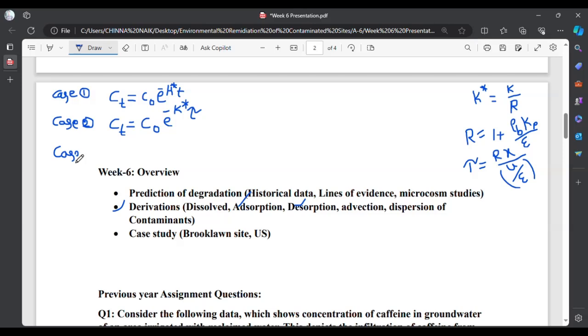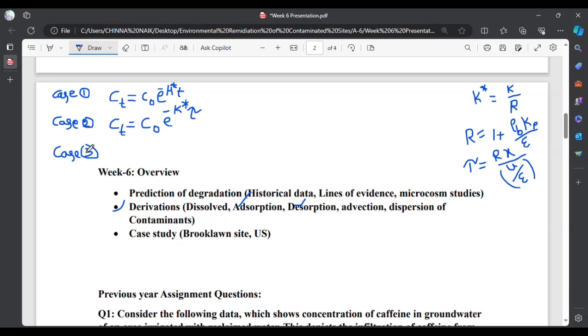Coming to case 3, again, how will we calculate the concentration at any particular time t? By drawing the curve and fitting the curve, we get the model concentration values. From the model concentration values we find the error, and from the error the sum of square errors. Then, using the Solver in Excel, we get the value of k dash. From that k dash we can get the rate constant as well.